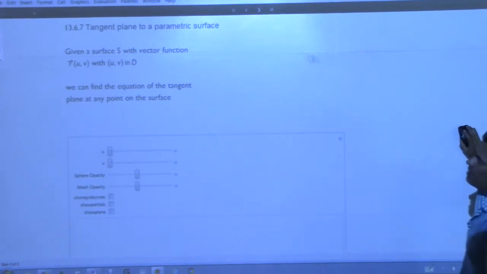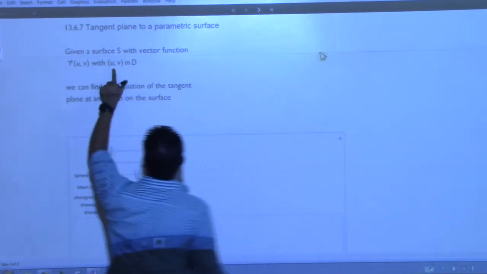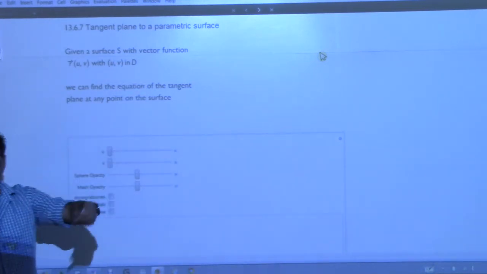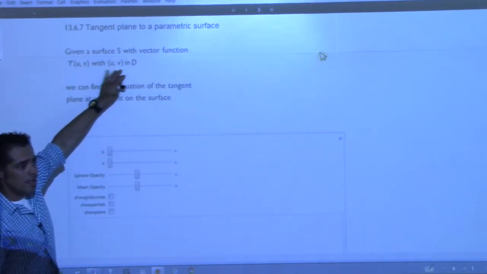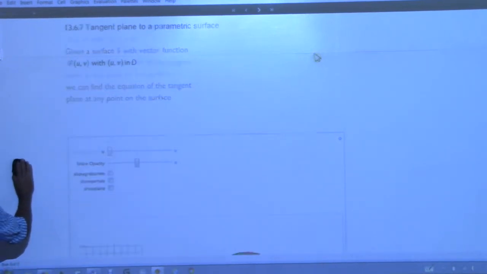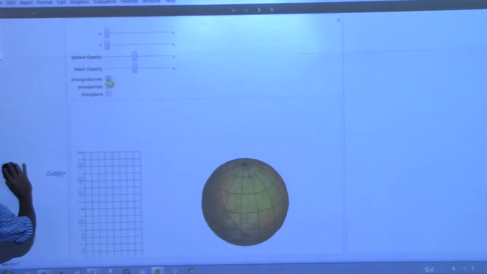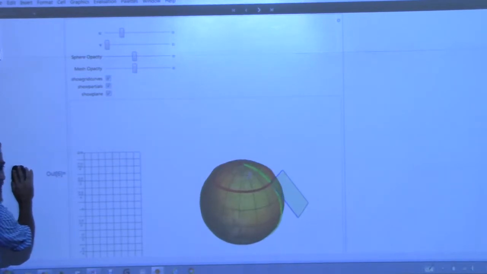So given a surface S with a vector function r of u, v, with u and v in some domain. So this is what that homework or take-home extra credit was all about. You came up with this function, you gave me the restrictions, right? So let's say we have that. We can now find the equation of the tangent plane at any point on the surface. So this is just finishing off what I just showed you. There are tangent vectors, and then that will create that plane. And we should now be able to find the equation of that plane.